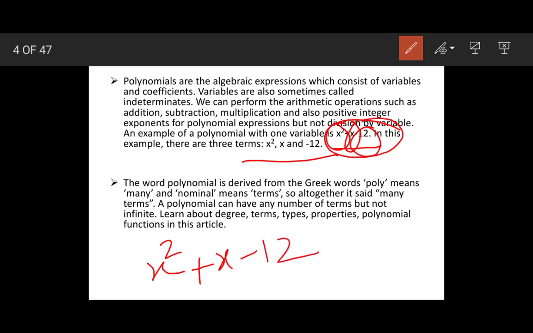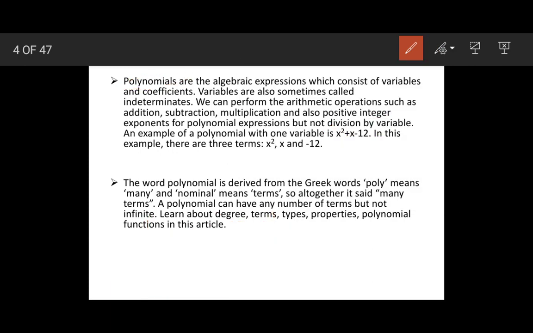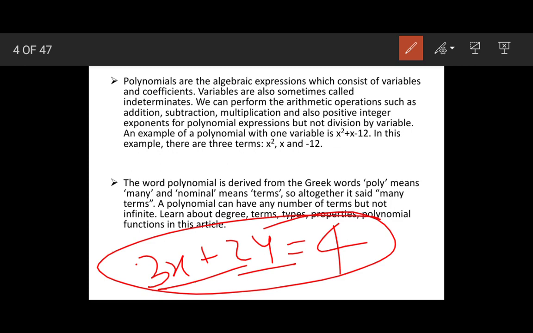This algebraic expression, x square plus x minus 12, is nothing but a combination of three terms. x square is the first term, x is the second term, and minus 12 is the third term. So that's why this expression is known as a polynomial. This is the example of polynomial with one variable. Similarly, we can define 3x plus 2y is equal to 4. This is an example of polynomial with two variables.